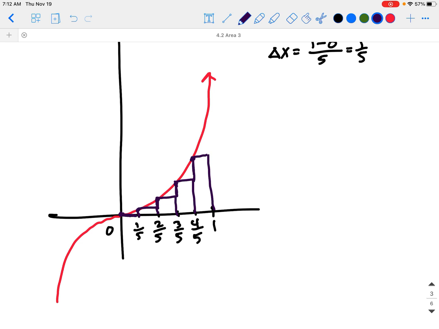So if we were doing right endpoints, we would start on the opposite side. So we'd start with this endpoint and then work our way backwards. So if we did right endpoints, our area would look like that. So obviously an overestimate if we did right endpoints. Okay, but we'll do left endpoints.